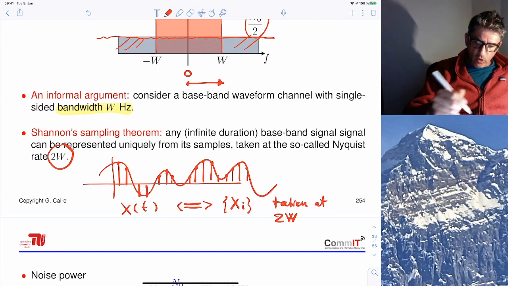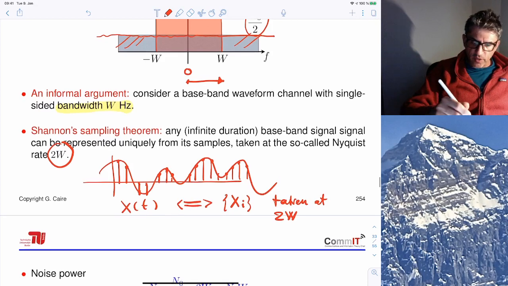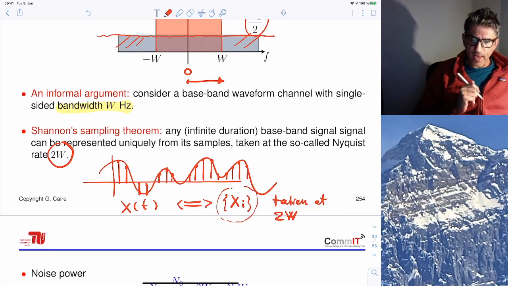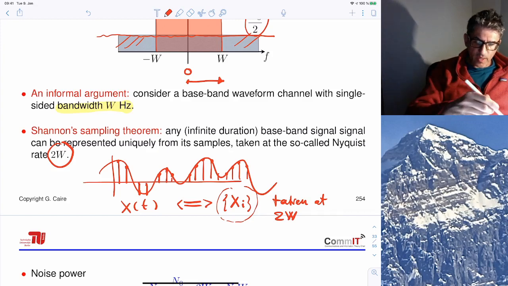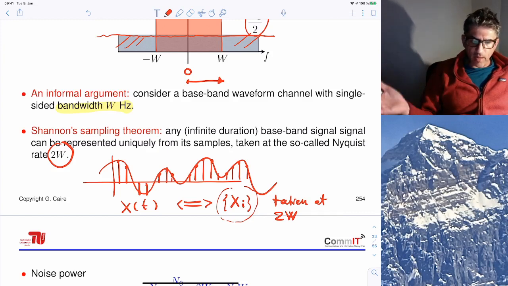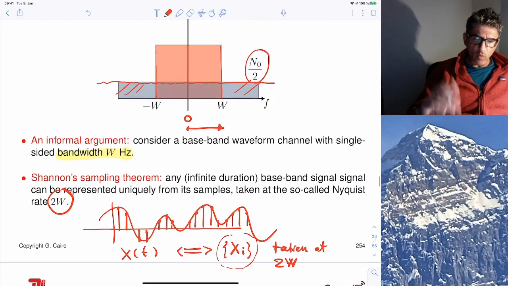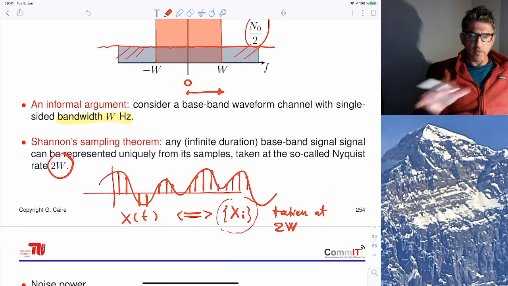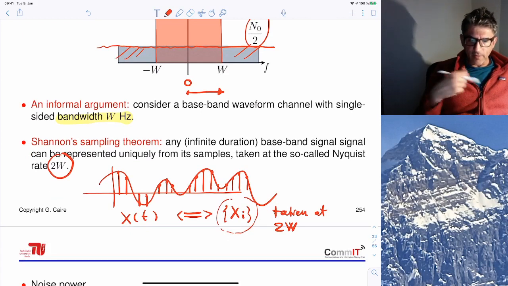So this of course works also in the reverse mode. If we generate a sequence of discrete samples x_i, and then we play them back at frequency 2W, we can generate essentially any arbitrary waveform which is band limited into [-W, W], okay? So there is a one-to-one correspondence between the continuous time band limited waveforms and samples transmitted at rate 2W.